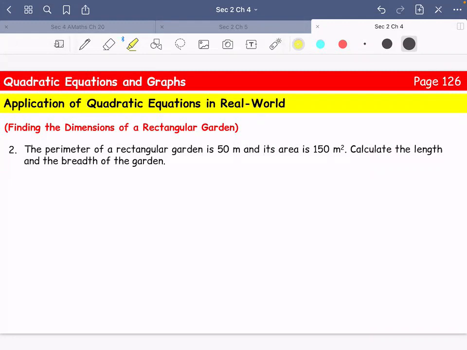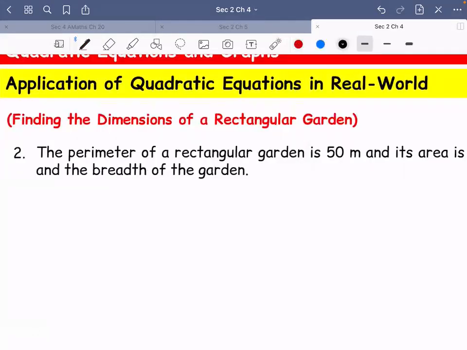Number 2: the perimeter of a rectangular garden is 50 meters, and its area is 150 meters squared. Calculate the length and breadth of the garden. So first things first, we need to designate values for the length and the breadth, right? For this one, let x be the length.